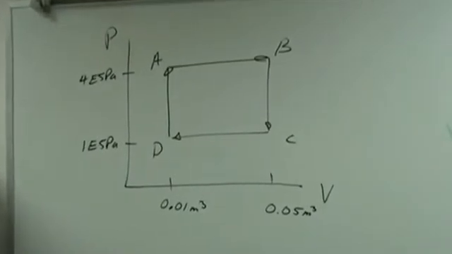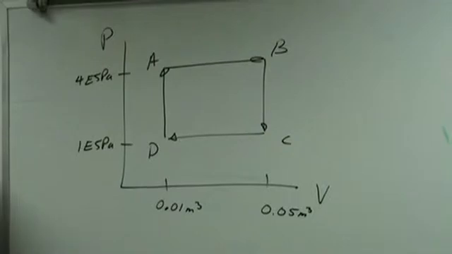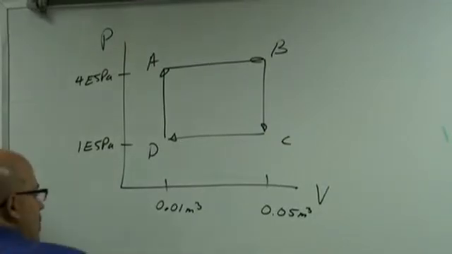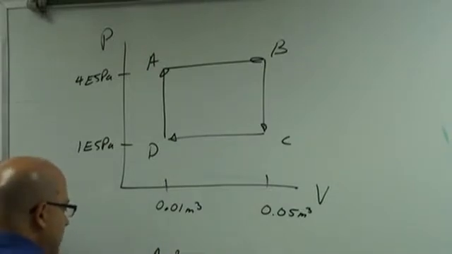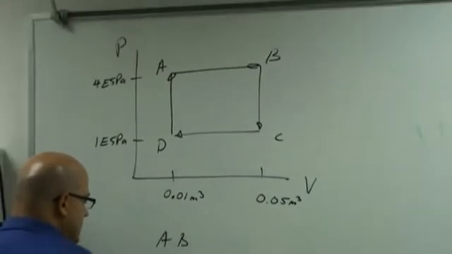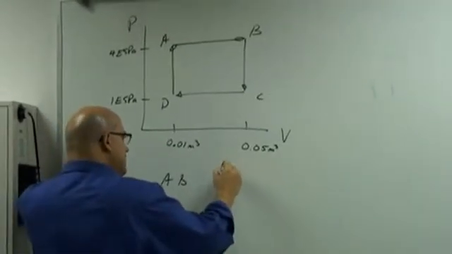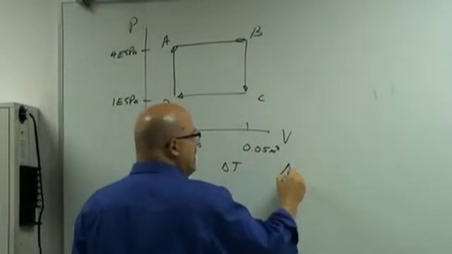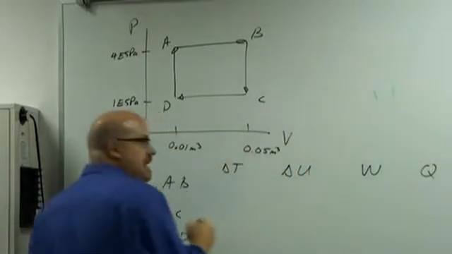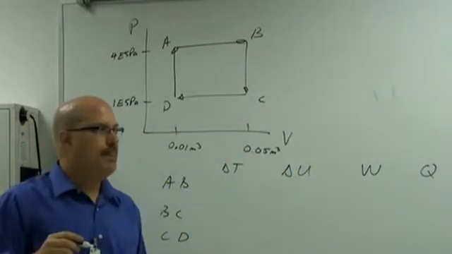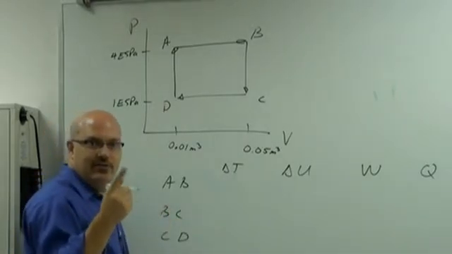All right, so let's do this. We're going to split this work up. We've got 4 tables, and so we have 4 paths. So what I want you to do is AB, BC, CD, and then D back to A. I want to know what's the change in temperature, what's the change in internal energy, what's the work, and what's the Q for each one. Okay? All right? So let's help each other out, at least to start.